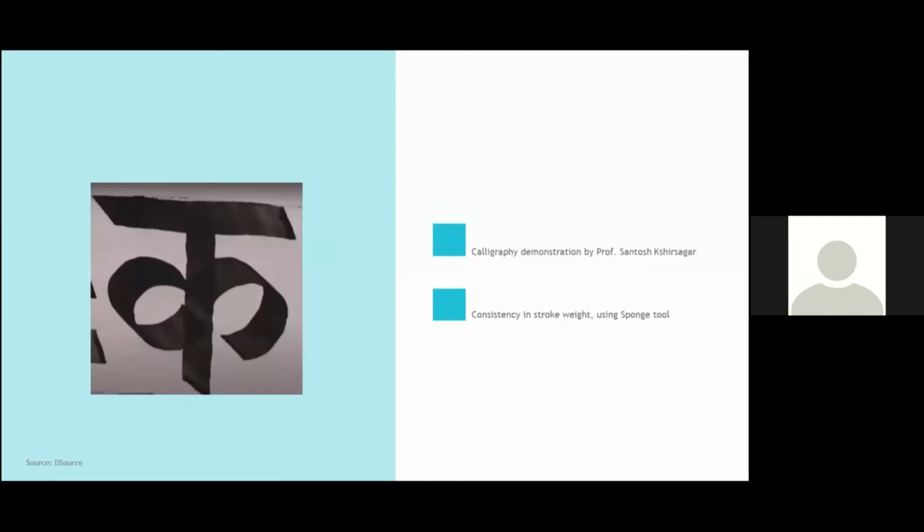When we see the manuscript, it looks very organized and appealing, maybe because the traditional reed pens, after being practiced well for use, gave a very consistent output. The last example in this series is from a present-day calligraphy practice video by Professor Santosh Kshirsagar using a sponge tool. Here we can see the stroke weight being consistent throughout the letter, which looks decorative and appealing. The beauty of this, I think, comes from the fact that it is consistent in terms of size, weight, as well as proportion.